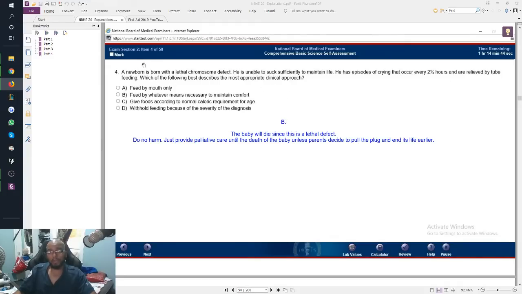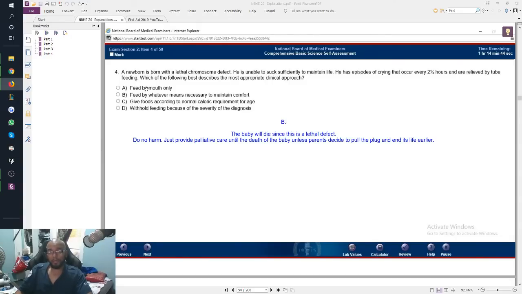So you basically have a newborn that's going to die, right? That's a lethal chromosome defect, which means this newborn is going to die. There's no stopping it. The baby isn't able to maintain life. The baby cries, and every time he cries, you have to feed it. That's it. So now they tell you what's the best thing to do clinically. A says feed by mouth only, B says feed by whatever means necessary to maintain comfort, C says give foods according to normal caloric requirement for age, and D says withhold feeding because of the severity of the diagnosis.